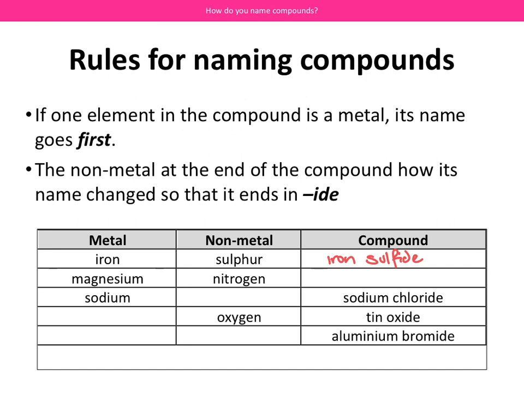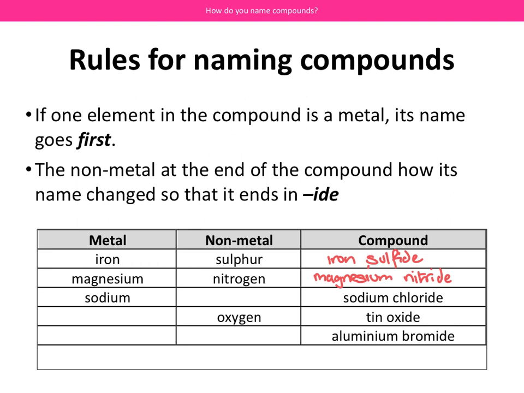Magnesium and nitrogen. So nitrogen is not always an obvious one in terms of how exactly you change the ending to "ide." So that's why it's a good example here. So our compound is going to be magnesium first, because the metal is always first, and then it's going to be nitride. So that wasn't necessarily completely obvious. That's why it makes a good example.